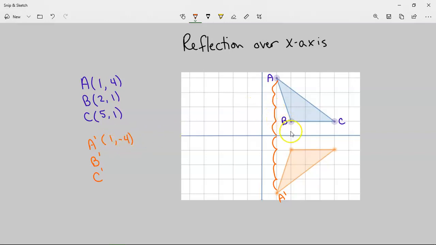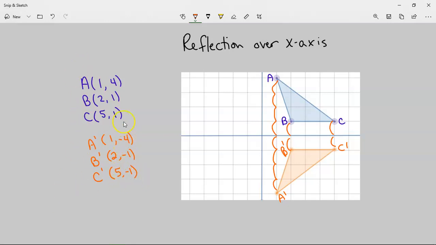Alright, so then B is 1 above, so B prime will be 1 below. And then C is 1 above, so C prime will be 1 below. Again, please make sure that you're labeling these vertices. Okay, so please make sure that you're labeling them.